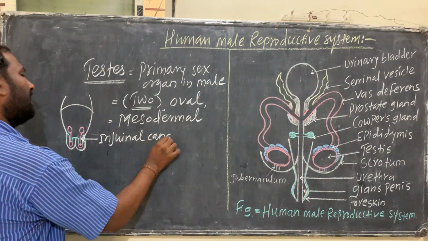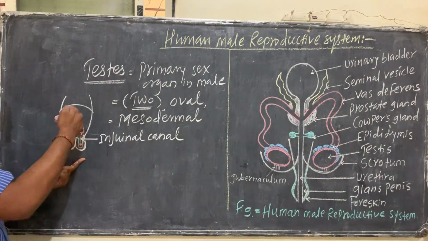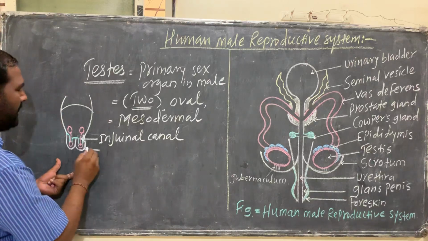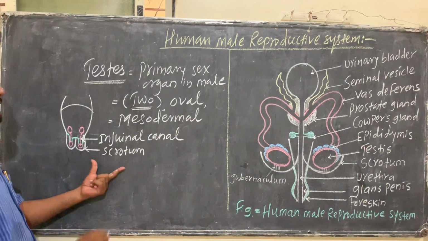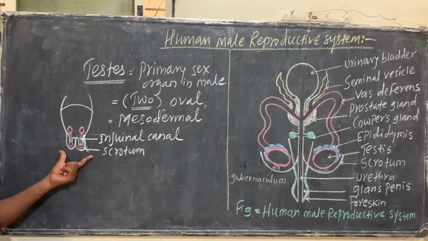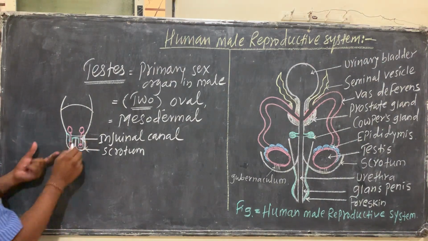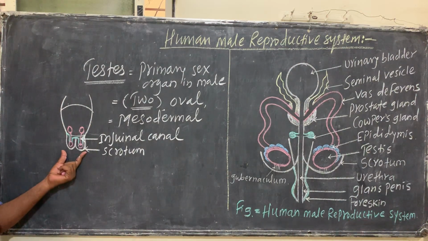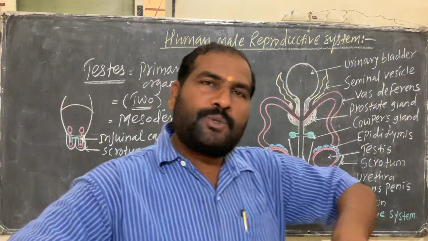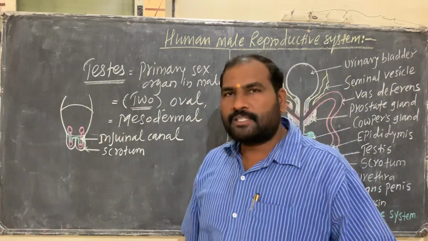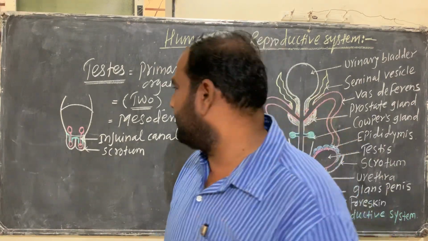Inguinal canal. So that is the inguinal canal through which the testes get descended into the scrotum. Now where are the testes located? See here, up to this point is the abdominal cavity and here is the scrotum. The testes are located outside the abdominal cavity. So one can say in a human being, testes are extra abdominal in position.